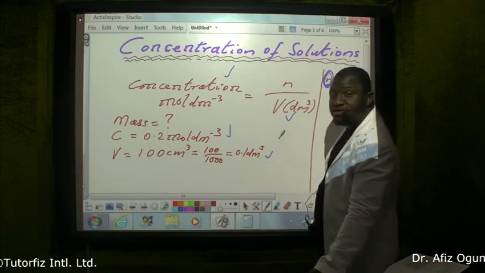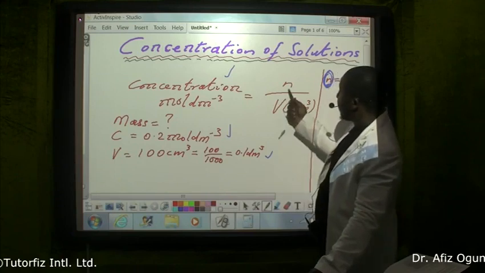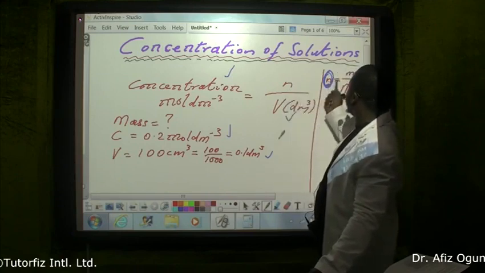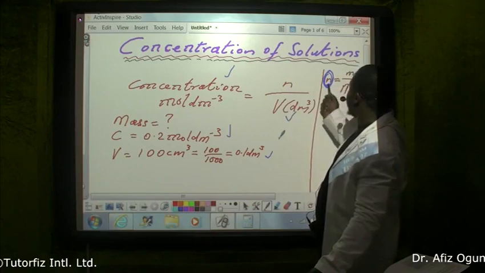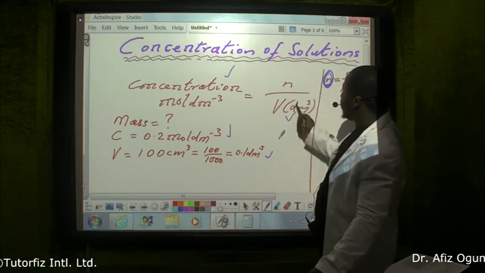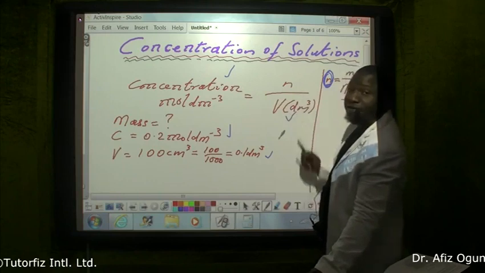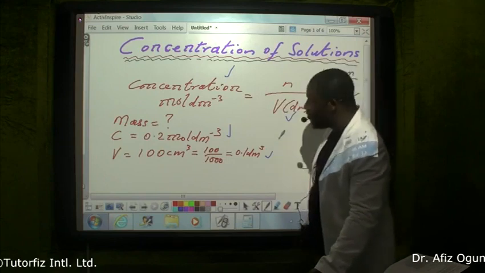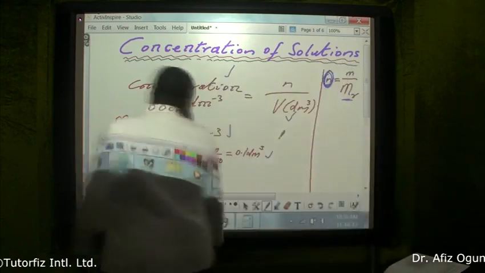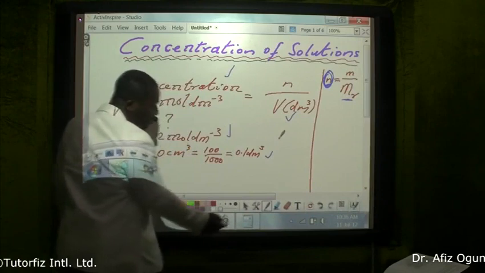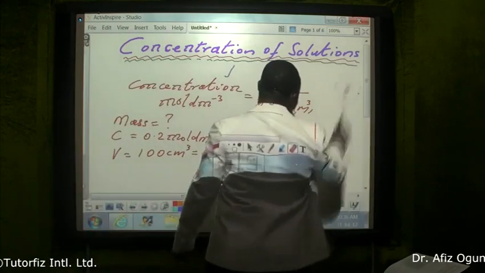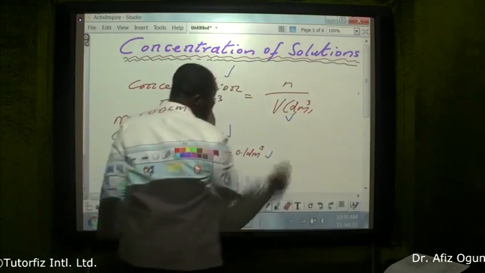Easy or not easy? Can you see that? First, you are looking for mass. You can use N equals mass over molar mass. How can you get N? Get N from this formula, because you know this, you get your N. Having got N, then you get your molar mass from the periodic table, and get the mass you are looking for. Easy as A, B, and C. Even easier than that. Just know the formulas and move on.